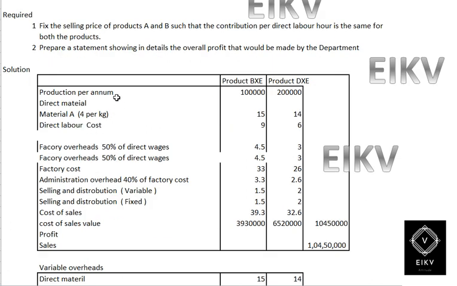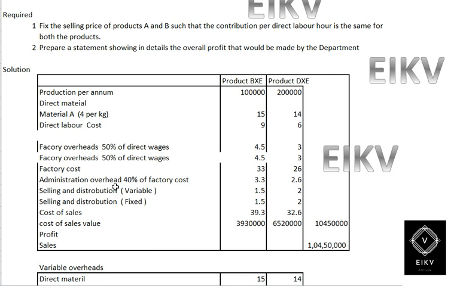So going ahead with the solution, we have the production per annum quantity 1 lakh and 2 lakh, direct material 15 and 14, direct labor 9 and 6. Then we have factory overhead, 50% of direct labor, 4.5 and 3, and the fixed factory overhead, which has been already mentioned. Therefore we get the factory cost. Factory cost will be 33 and 26.